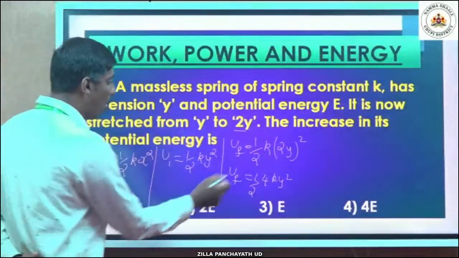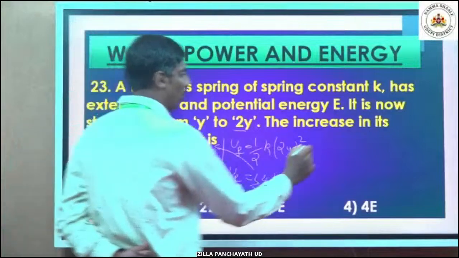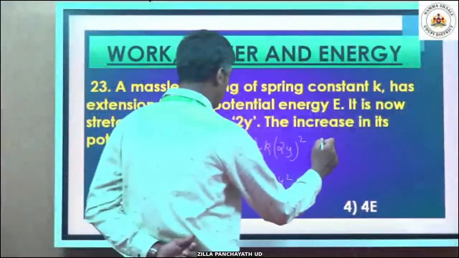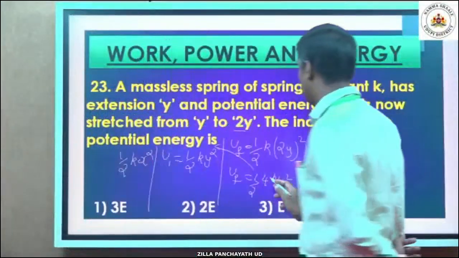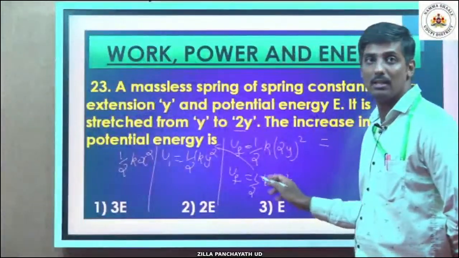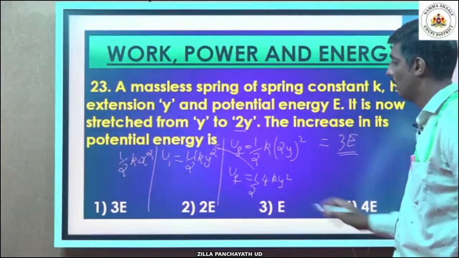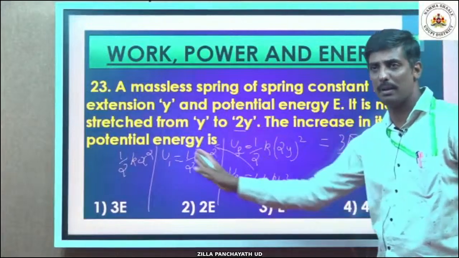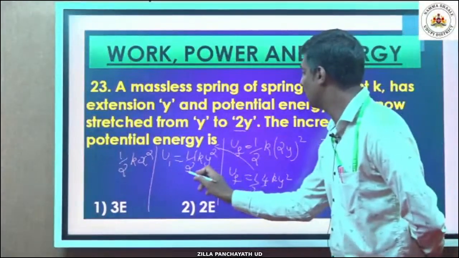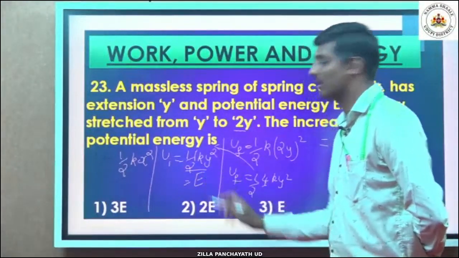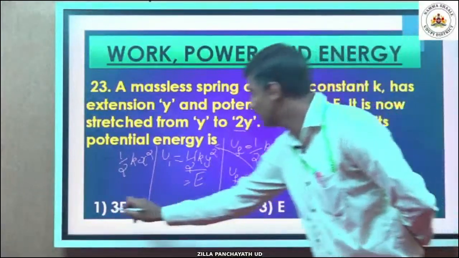Clear? So how much has it increased? It is increased from 1 to 4, so it increases to 3 times, which is nothing but 3. Just subtract directly and you will get it. Clear? So you take this as e, and the answer is 3. So this is the answer.